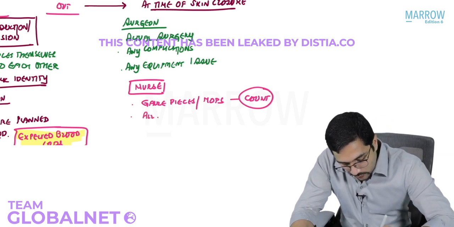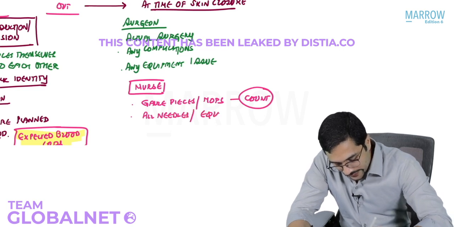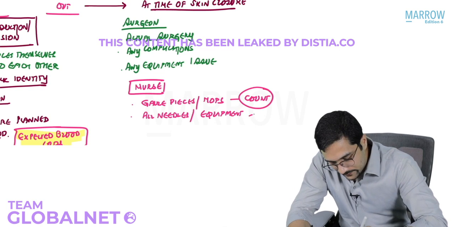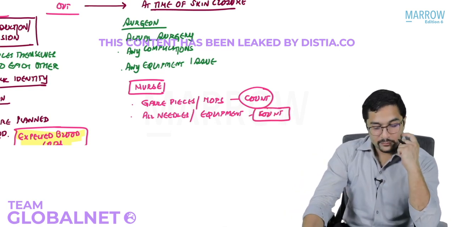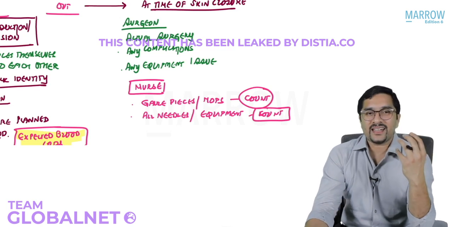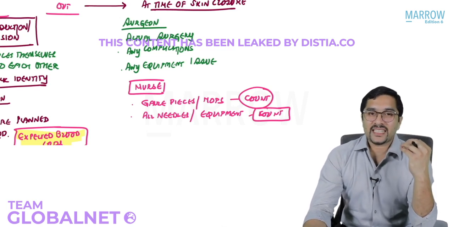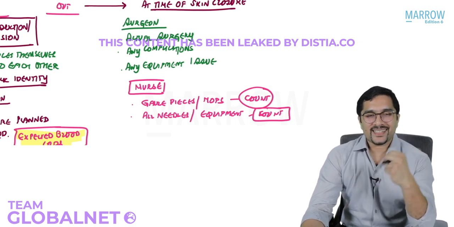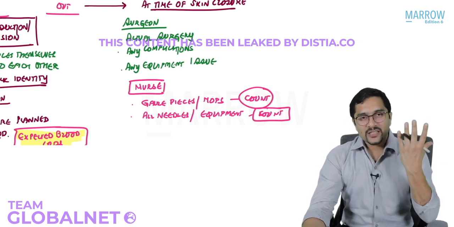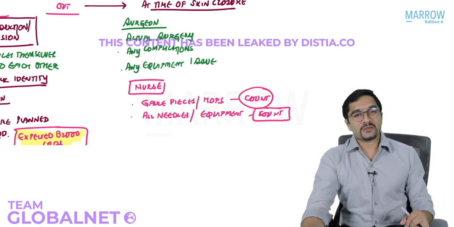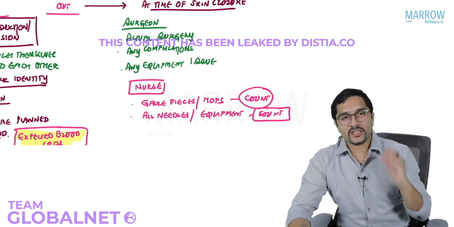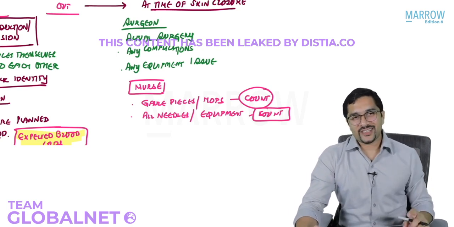All needles and all equipment count. Is it correct or not? Now this is very important, and complications can happen anywhere. And again, something which I've seen in a place like Harvard, where I was posted in the bariatric surgery unit. So this patient had to undergo a sleeve gastrectomy, and at the end of the procedure, the nurse was counting the number of needles used, and one needle was short.